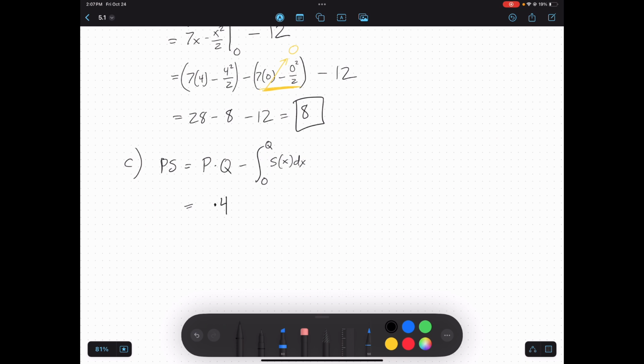My quantity was 4 still, right? That equilibrium point applies to both the supply function and the demand function. Same with that price that we found. The price is still going to be 3.